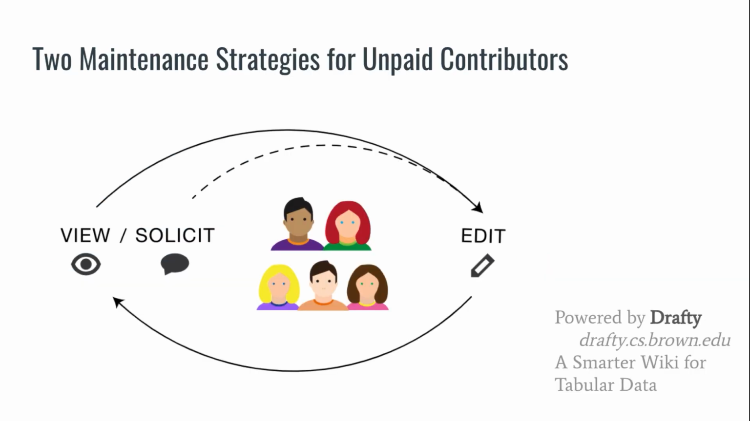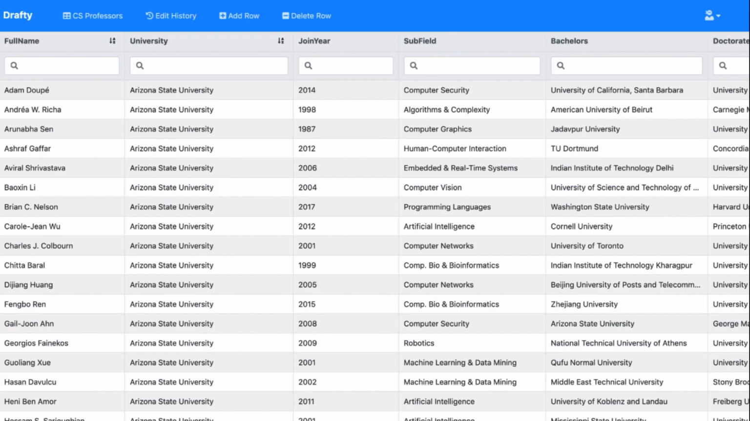Moving on, our two maintenance strategies were conducted on Drafty, a custom web application we have developed over the past 6 years. Within Drafty, unpaid contributors can freely edit data, or Drafty can ask them to fix data matching their interests. This is an example of the current version of Drafty containing many of the columns that we studied within our case studies. It's a simple spreadsheet where users can sort rows or search, and they can double-click to edit, similar to Google Sheets or Microsoft Excel.